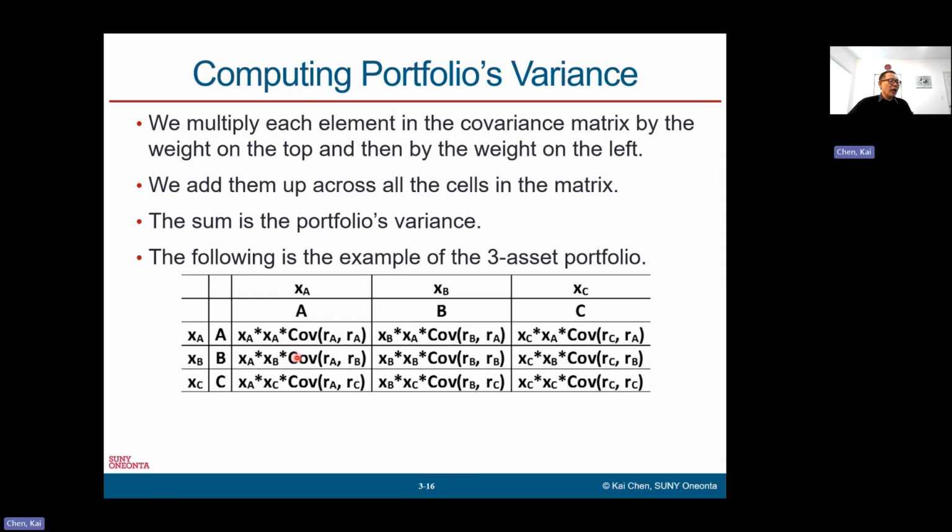And for this one, we do the same thing. In this cell, it is the covariance between asset A and asset B, right? Then we multiply this covariance by the weight on the top of the column, XA, and then by the weight to the left of the row. Then we get this one, right? XA times XB times the covariance between A and B. We do the same thing for each cell, and then sum them up.